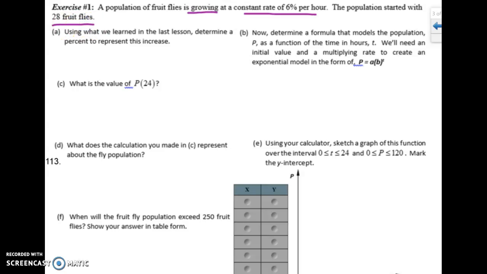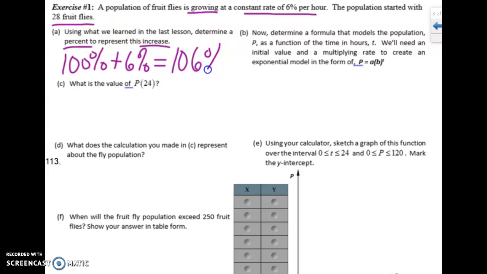Let's come up with a way to figure out how many fruit flies we're going to have at certain points. So using what we learned in previous lessons, determine a percent increase. Start with 100% because that's going to keep the fruit flies. These are going to grow. Add the 6%, and so it's going to grow at 106%. So use that number instead of 6% and then adding on that amount to 28.